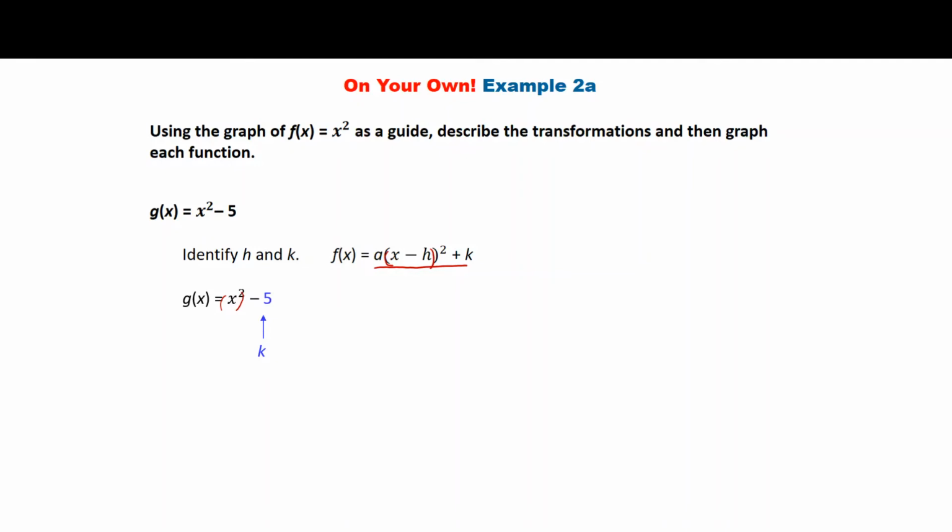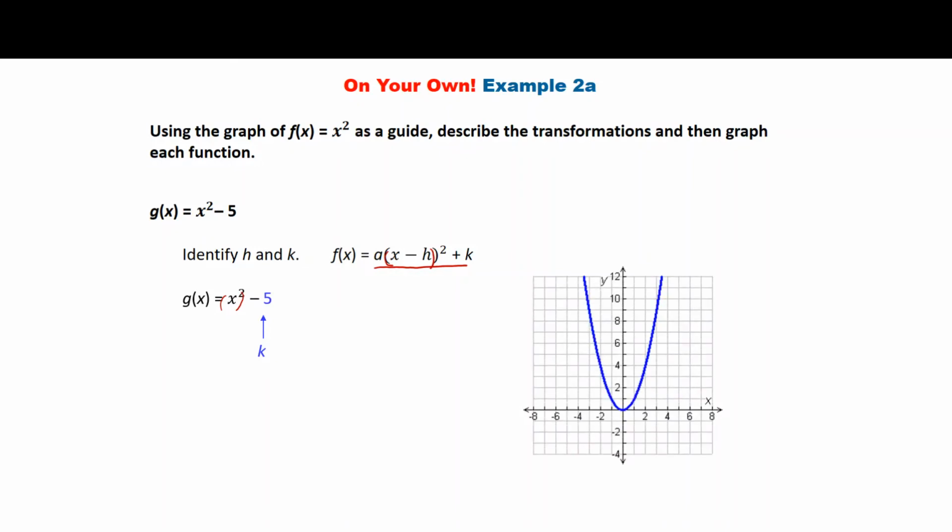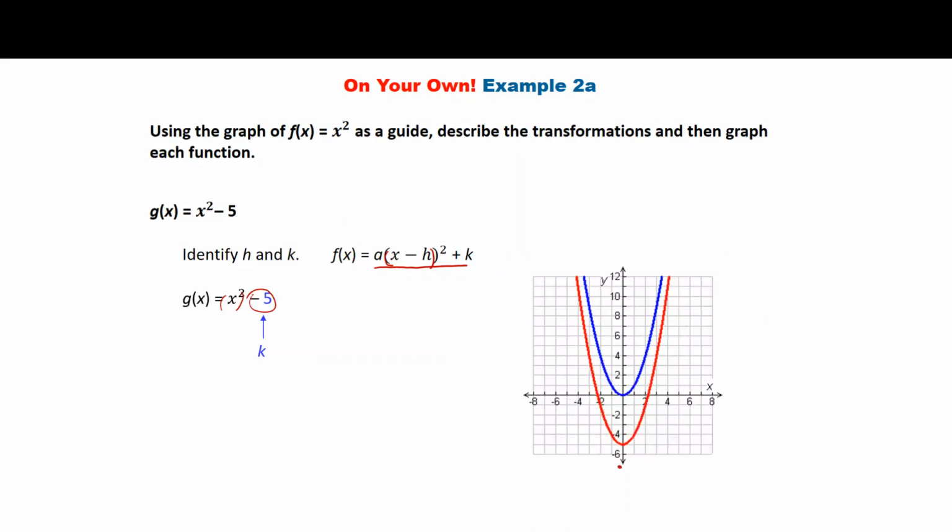All right, so first of all, let's just take a look at our parent function. And now all we're going to do is just move our parent function down 5 units. So it's actually down here. So here is our new graph. It's just the same parent function, but it's just been pushed down 5.